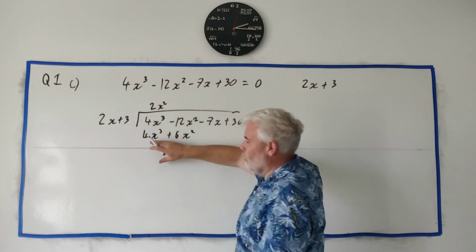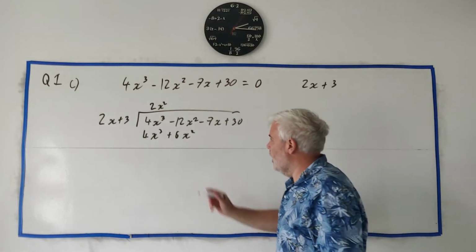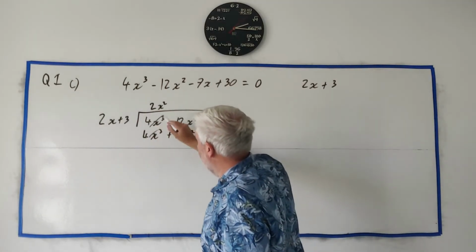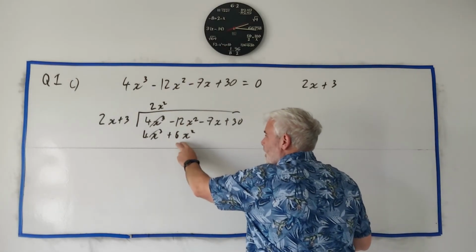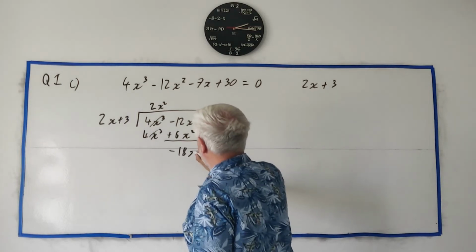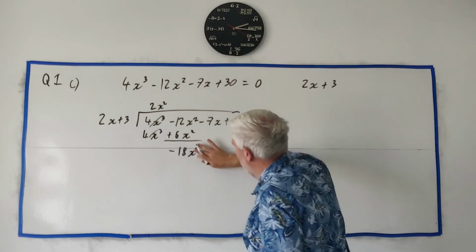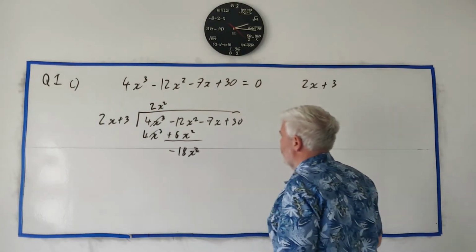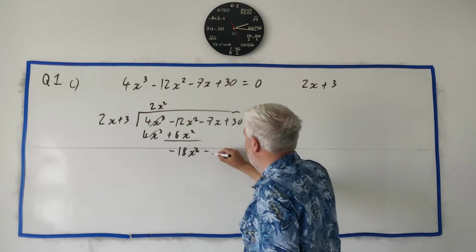This goes in, so we're going to take this away from the line above and see if it goes in perfectly. This goes in perfectly. It takes away, gets 0. This doesn't. Minus 12, take away 6, so minus another 6. We get minus 18x squared. Let me just write that again. Doesn't go in perfectly, so let's take the next term down.